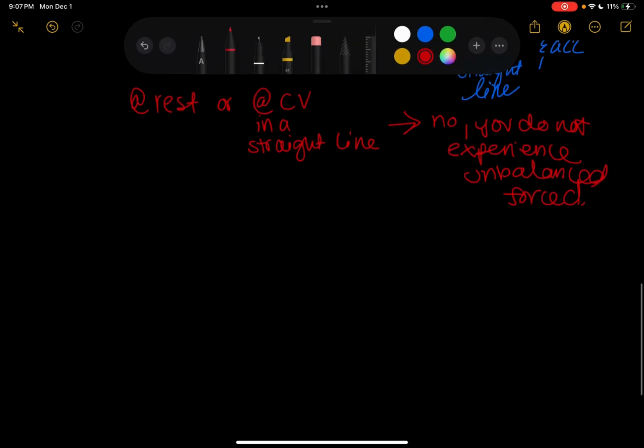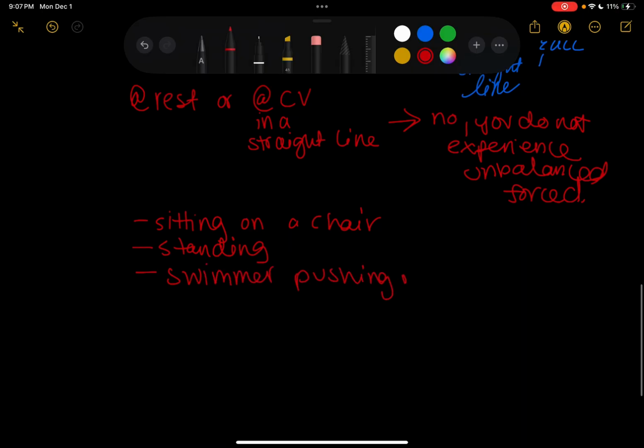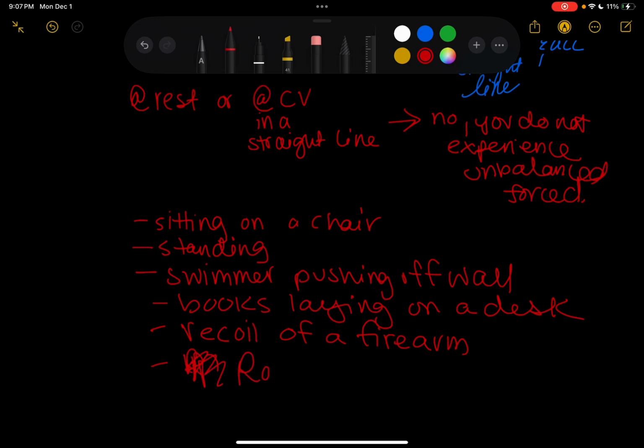We did a lot of these in class. Literally, you sitting on a chair, standing, a swimmer pushing off the wall, books laying on a desk, recoil of a firearm, a rocket launch. So like anything, any one of these, you could obviously come up with your own too.